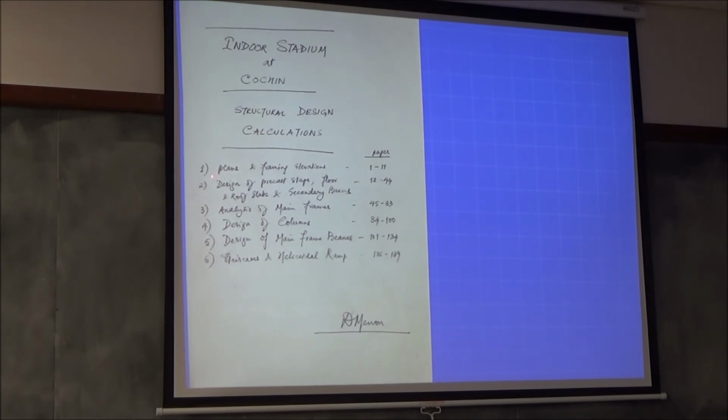Plans and framing elevations, design of precast steps, floor and roof slabs and secondary beams, analysis of main frames, design of columns, design of main frame beams, staircases and middle map. This was way back, 1986, 87.